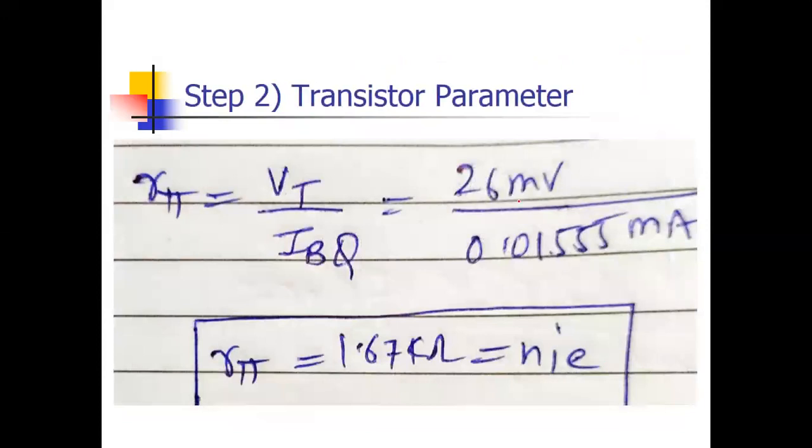Part 2, we have to calculate the transistor parameters. So keep in mind the formula of r pi is VT upon IBQ. VT will never be given in the numerical. It is fixed. You should keep in mind the value of VT is 26 millivolt. IB we have already calculated. So in this way, we'll get the value of r pi.